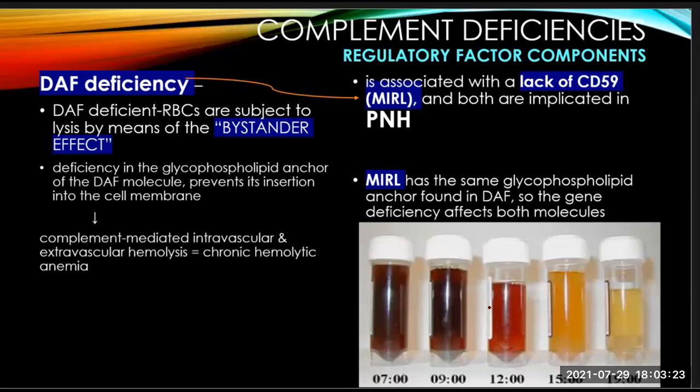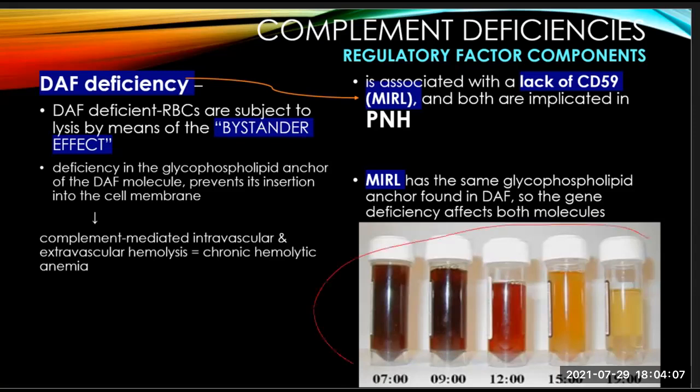So for the complement deficiencies, regulatory factor components, let's have them one by one. DAF deficiency. DAF deficient erythrocytes are prone to lysis by means of the bystander effect. Bakit? This is a deficiency in the glycophospholipid anchor, or the glycosylphosphatidylinositol anchor, of the DAF molecule, preventing its insertion into the cell membrane. So yung DAF molecule cannot insert into the cell membrane because the individual doesn't have the anchor for that DAF molecule. And anong problema nito? Complement-mediated intravascular and extravascular hemolysis leading to chronic hemolytic anemia.